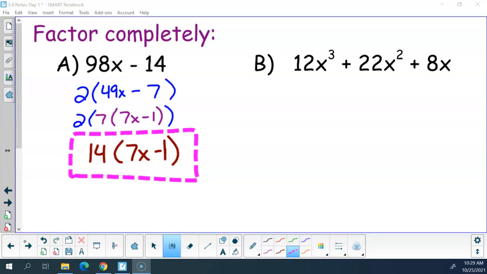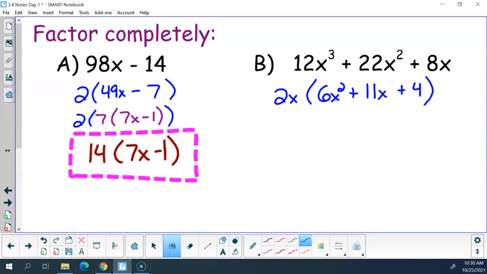Greatest common factor? 2? Just 2? 2x. Okay. So if I go 2x, what's left over? 6x squared plus 11x plus 4. Like it? How many people stopped there? Okay, that's fine. That's good. But what should we check? Well, we shouldn't have any more greatest common factors, right? But then we should check if it's a difference of perfect squares.